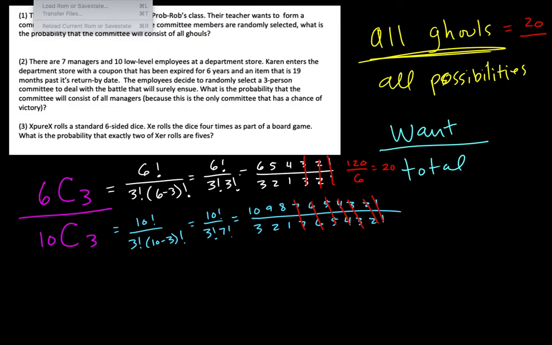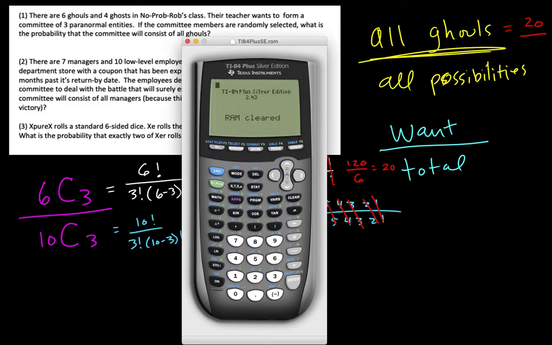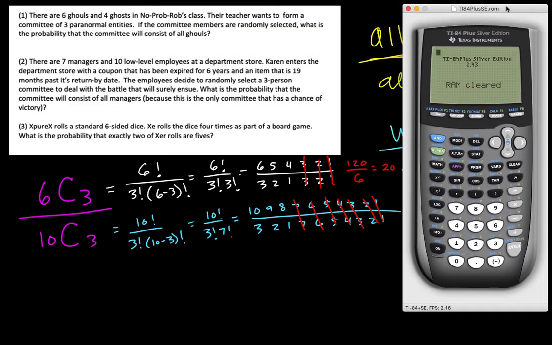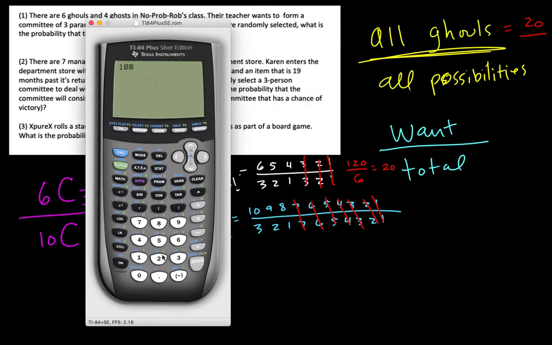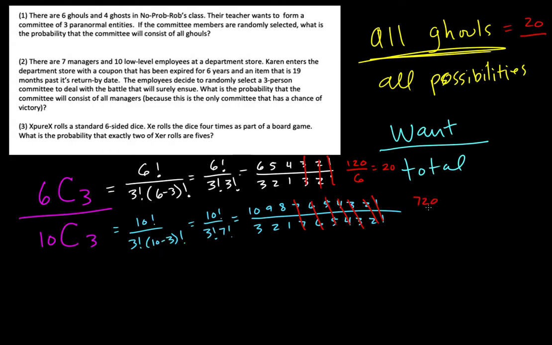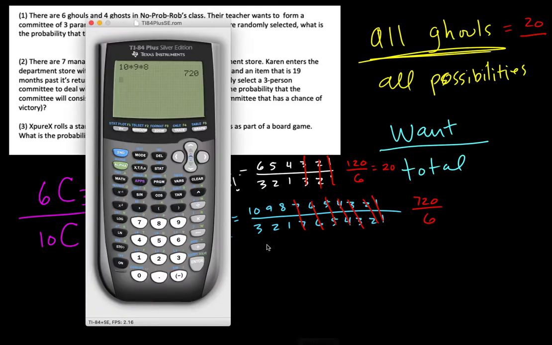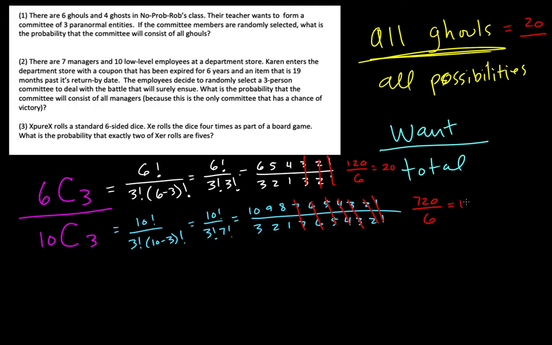But I have a feeling that some of these later ones are going to be harder. So let's just start using a calculator. So we have 10 times 9 times 8. That gives us 720. 3 times 2 times 1 is 6. And if we divide that by 6, we end up with 120. So the bottom of our fraction is 120.